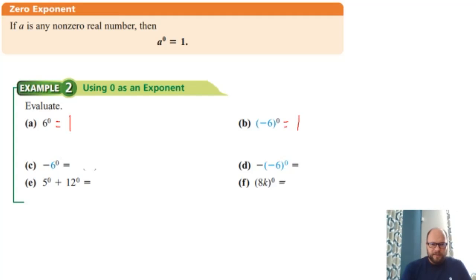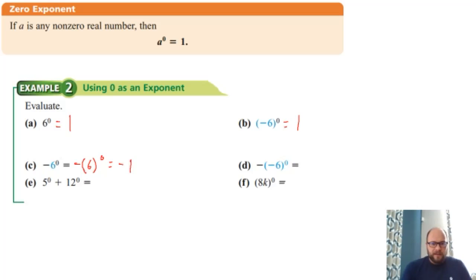Negative 6 to the 0 power is 1. Now, this one we got to be careful because now we have a negative sign. Notice the negative sign here is not in parentheses, so it's not attached to what's being raised to the exponent. So the 6 is being raised to the exponent. So this would be the same thing as saying negative parentheses 6 to the 0 power. So just the 6 is being raised to the 0 power, so the negative is still there. So it's actually going to be a negative 1.